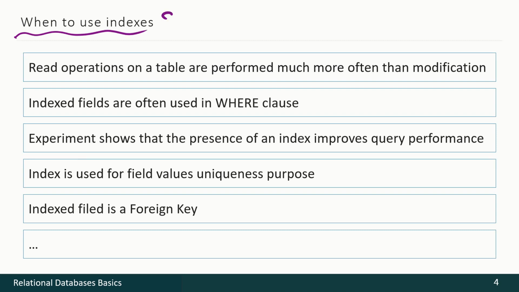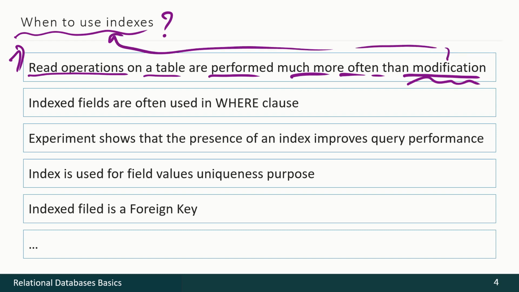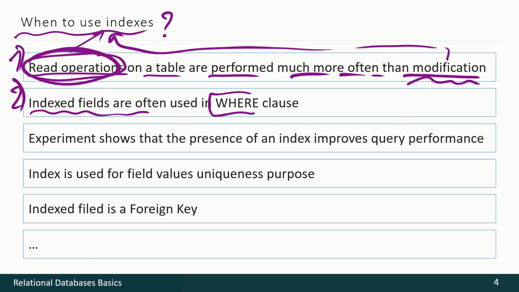So, when to use indexes? The first idea is to use indexes when read operations on a table are performed much more often than modification, because, as we remember, modification of data leads to modification of the index, and read operations do not. So if read operations prevail, you can easily create quite a lot of indexes. The second idea is to create indexes on the field or fields mentioned in the where clause. It's useless to create indexes that are not used for search operations.